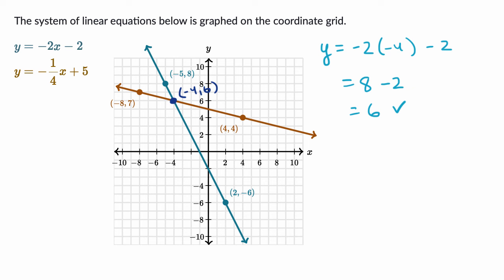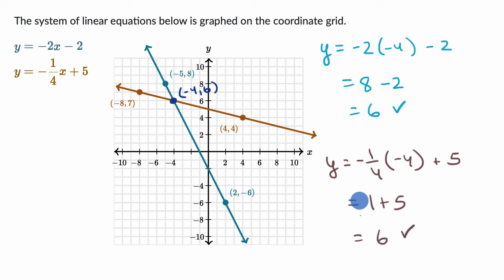Now let's also do it for this brownish looking line. So there, y is equal to negative 1/4, and here our x is negative 4. And then we're going to have plus 5. And so here we have negative 1/4 times negative 4 is positive 1, plus 5 is indeed equal to 6. So that point, negative 4 comma 6, is indeed on both lines.